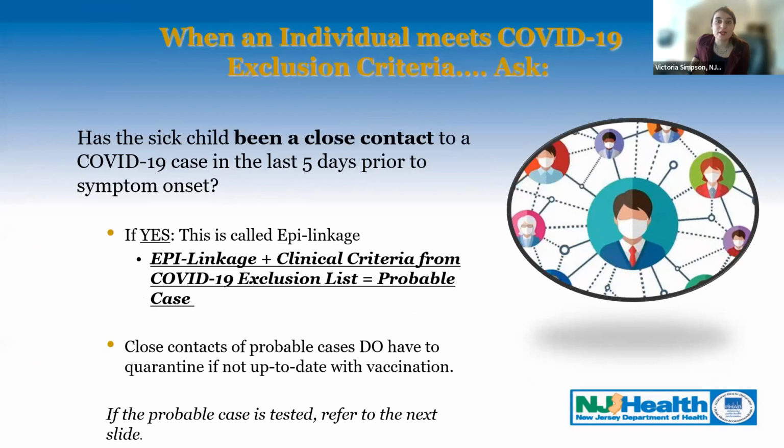So the very first question we are going to ask is, has the symptomatic individual who meets COVID-19 exclusion criteria been in close contact with a diagnosed COVID-19 case in the 5 days prior to their symptom onset? If the answer is yes, then this individual is considered to be a probable case of COVID-19. A probable case occurs when a symptomatic person has COVID-compatible symptoms as defined by the COVID-19 exclusion criteria, in addition to exposure to a positive case in the last 5 days before their symptom onset. And this exposure to a positive case is something epidemiologists like to call epi-linkage.